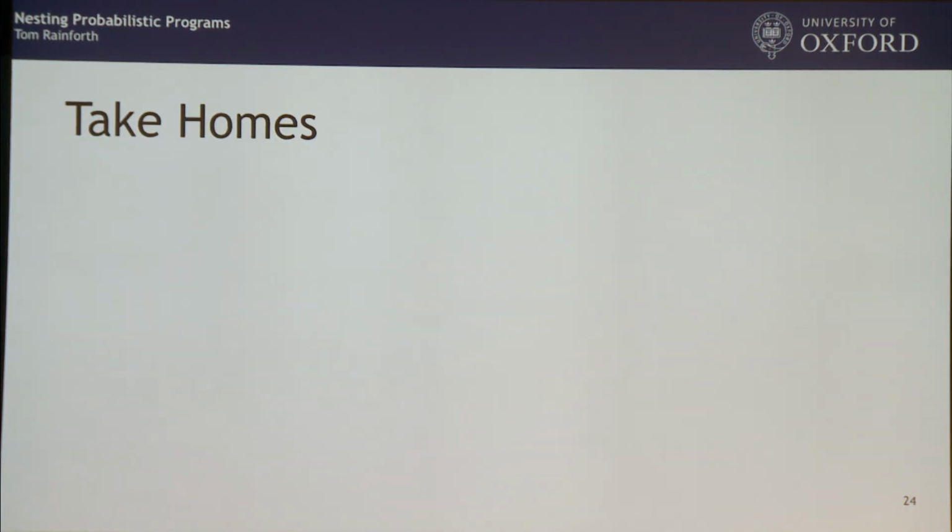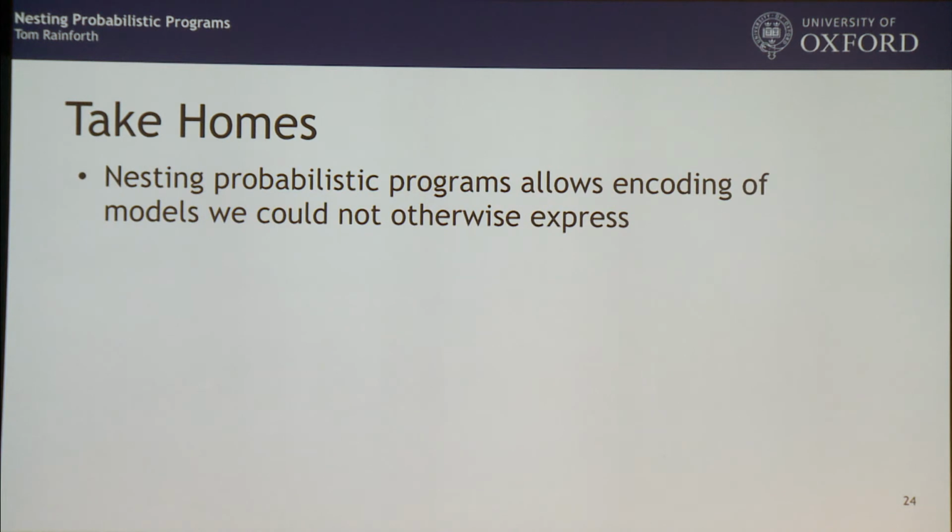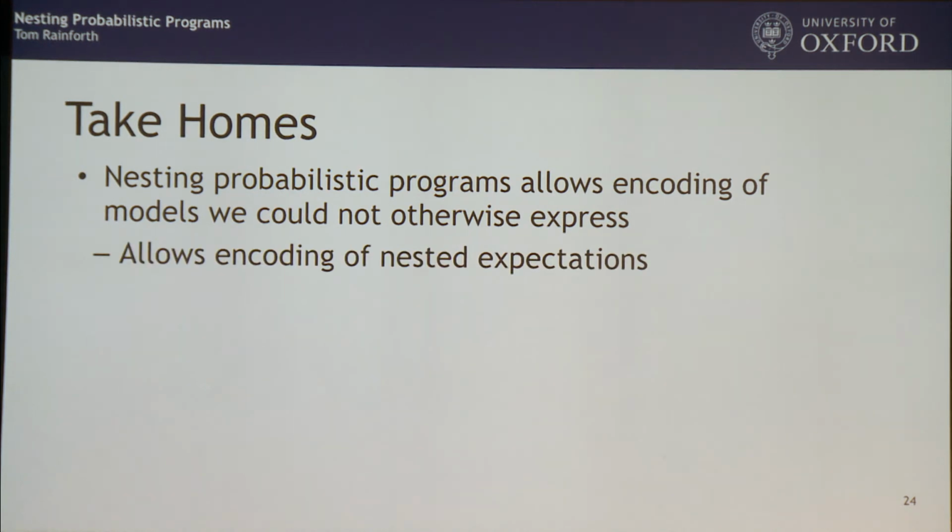Okay, what are the take-homes from this? We've shown that nesting probabilistic programs allows us to encode models we couldn't encode otherwise. It's opening us up to encoding nested expectations. In particular, the nested inference case is going to allow us to do doubly intractable problems, and estimates as variables is going to open that further to the full set of nested expectations.